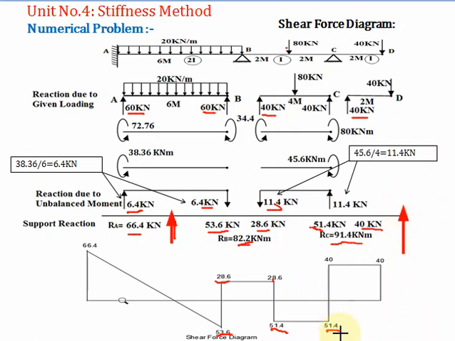Okay, so minus 51.4 plus 91.4, what value are we getting? We are getting 40. Okay, so in portion CD there is no load. And at the free end at D there is a point load of 40 kilonewton acting downward. Okay, so 40 downward, so here the value is 0. So this is the shear force diagram for the member ABC.